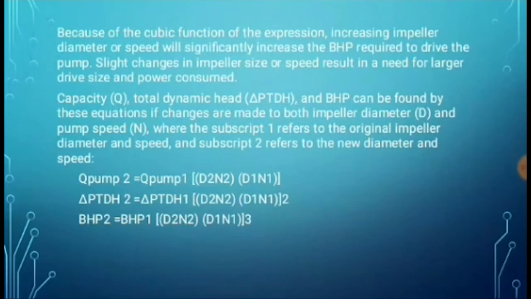Capacity Q, total dynamic head, and BHP can be found by this equation if changes are made to both impeller diameter and pump speed, where the subscript 1 refers to the original impeller diameter and speed, and subscript 2 refers to the new diameter and speed.